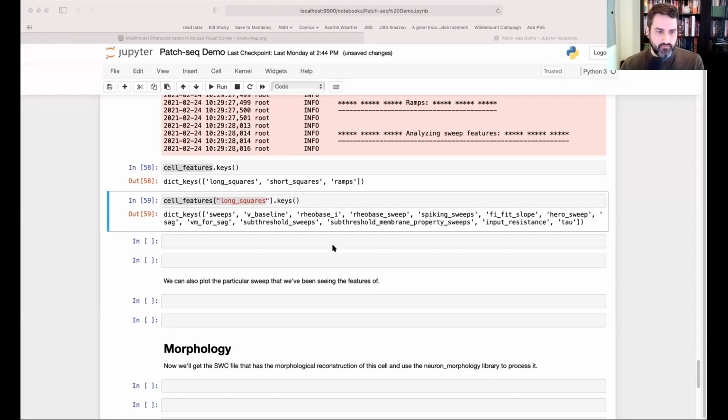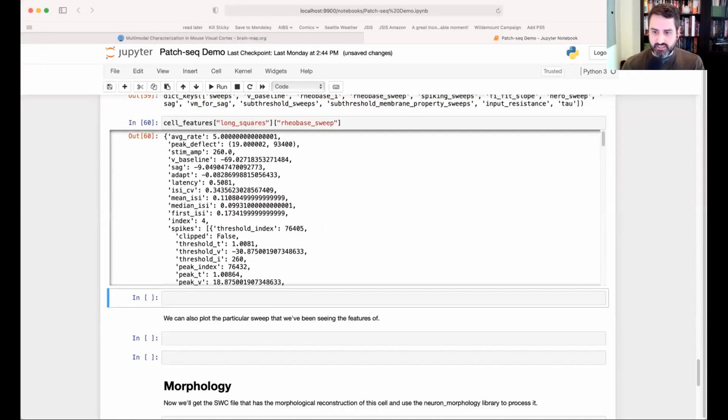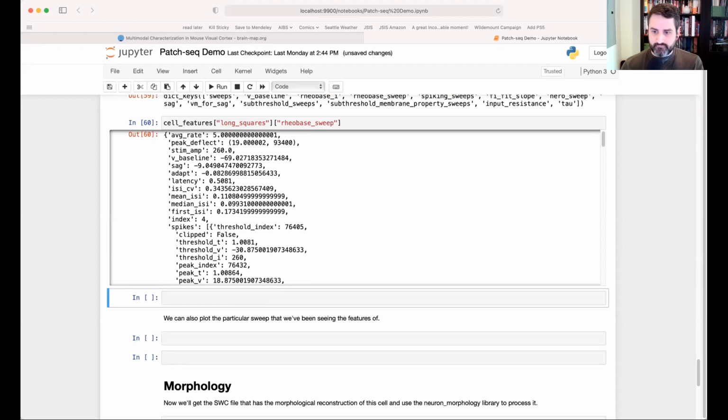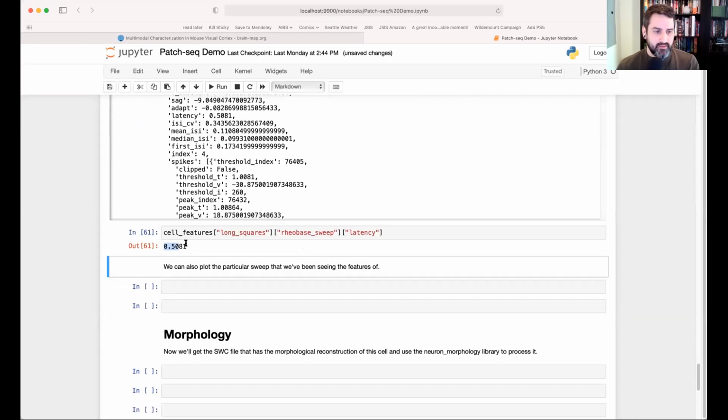And so let's say we're interested in the Rheobase sweep. Okay, we got a lot of specific information just about that sweep. And then maybe we're interested in that latency to first spike, which is what was plotted in that figure that I showed in the slide. And so in this case, that latency is about a second from the stimulus to that first spike. And we can check that.